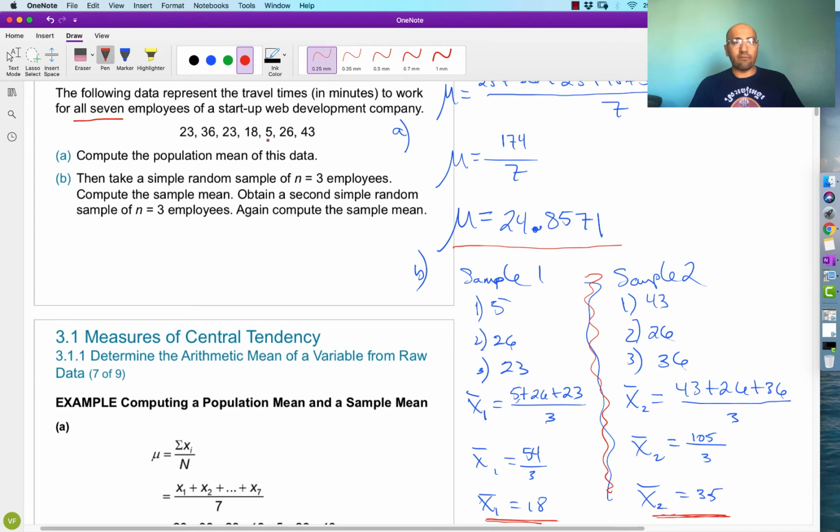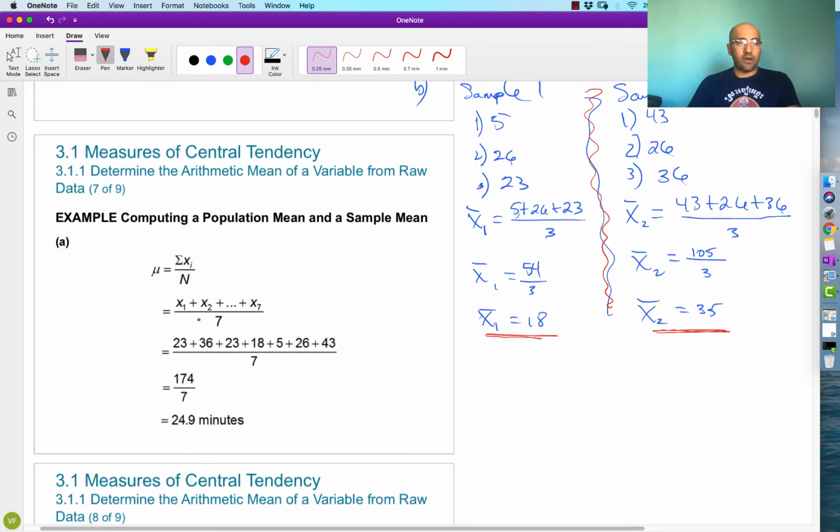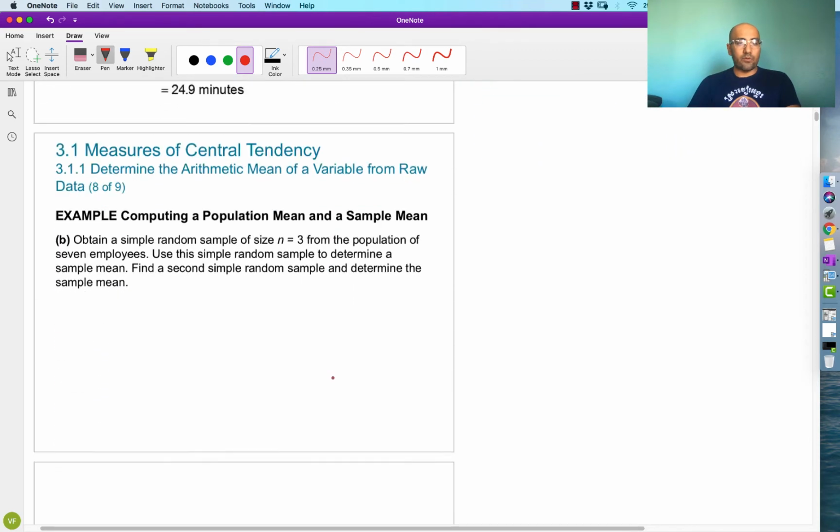Oh yeah, 18 from 5 to 43, pretty big difference. Okay, all right. So that's exactly the same thing that the author did. Add them together, divide, we get that, and then we compute samples.